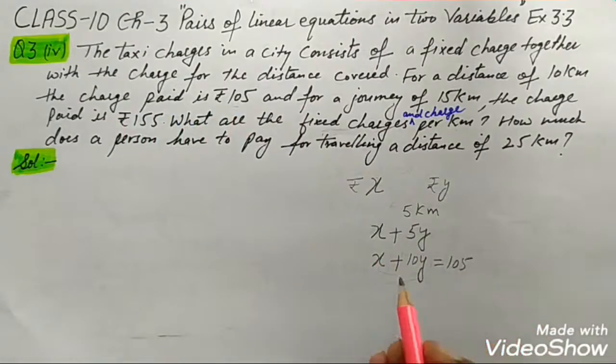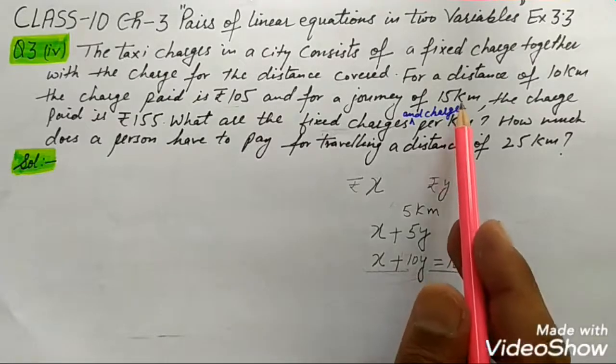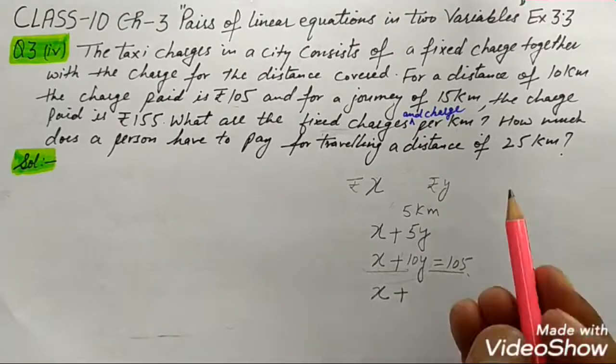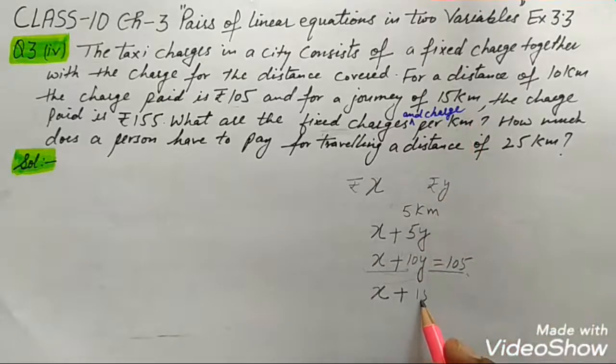So our first equation will be this. Suppose now I am going 15 kilometers. So how much do I have to pay? Let's see. For the fixed charge, this X is to be paid, plus for 1 kilometer it is 1y, for 2 kilometers it is 2y, for 15 kilometers it is 15y. So this is how I have to give money.